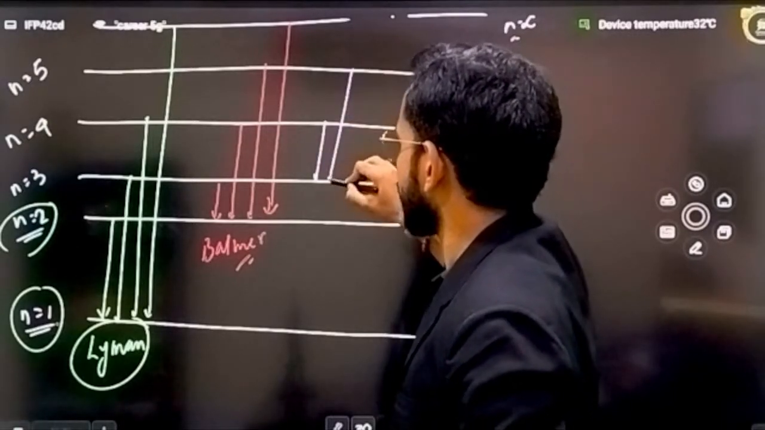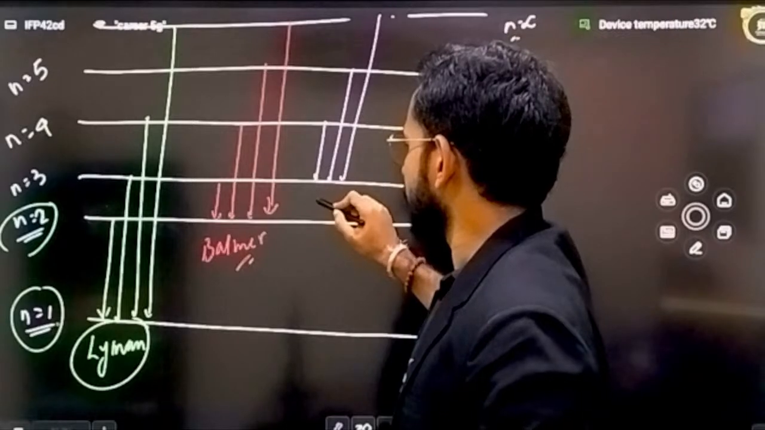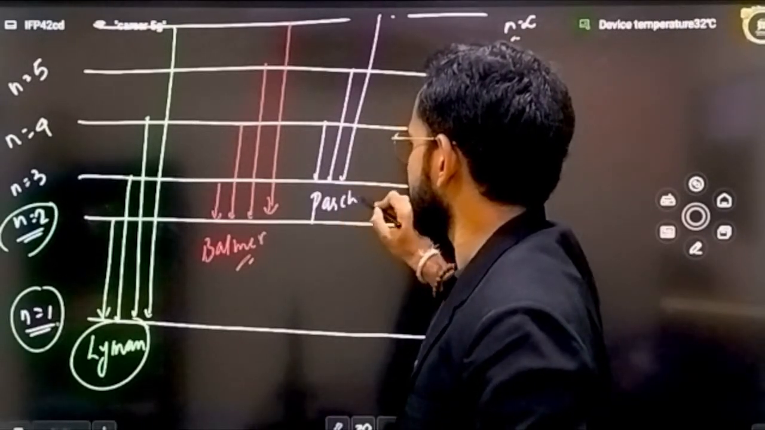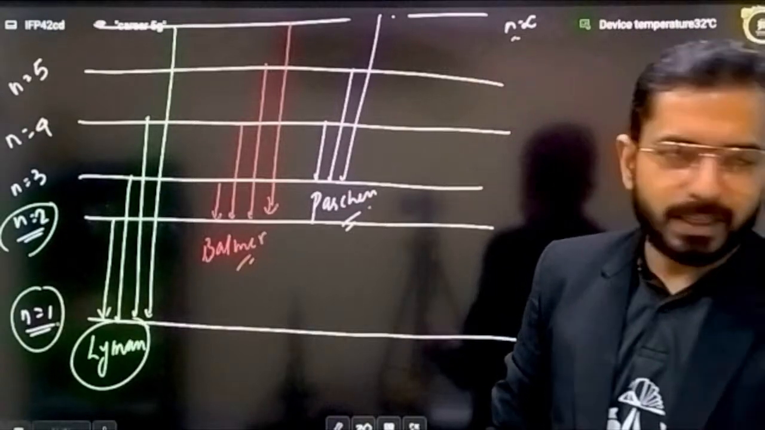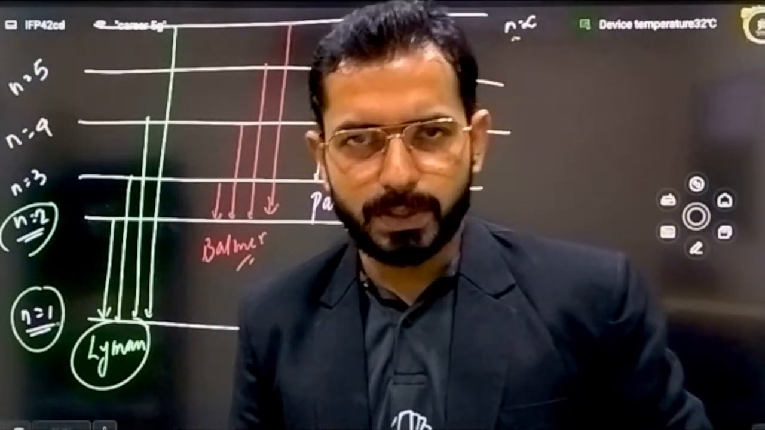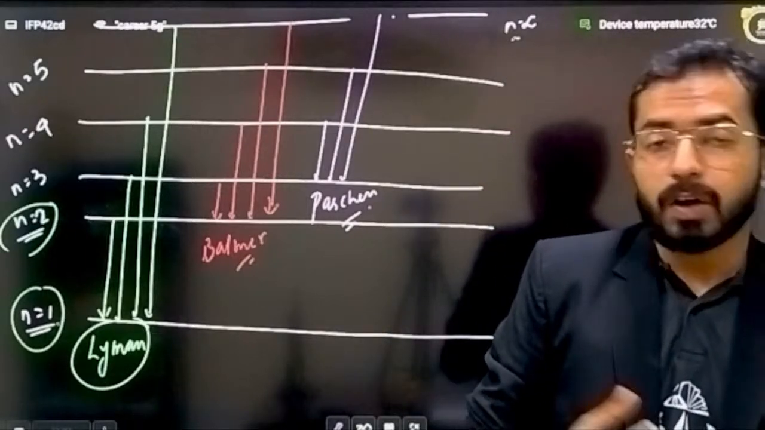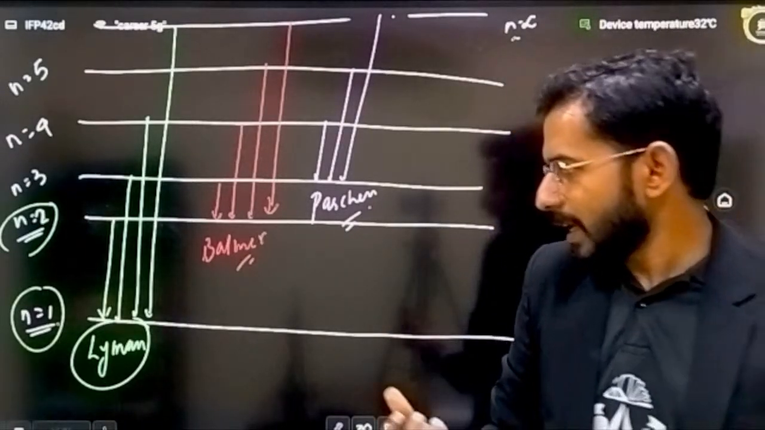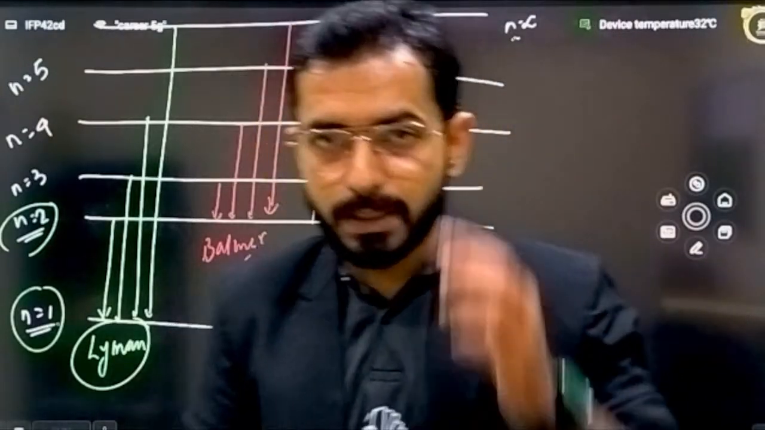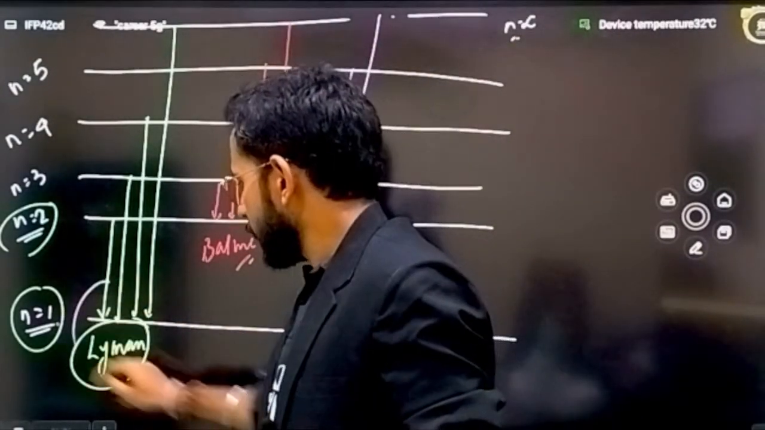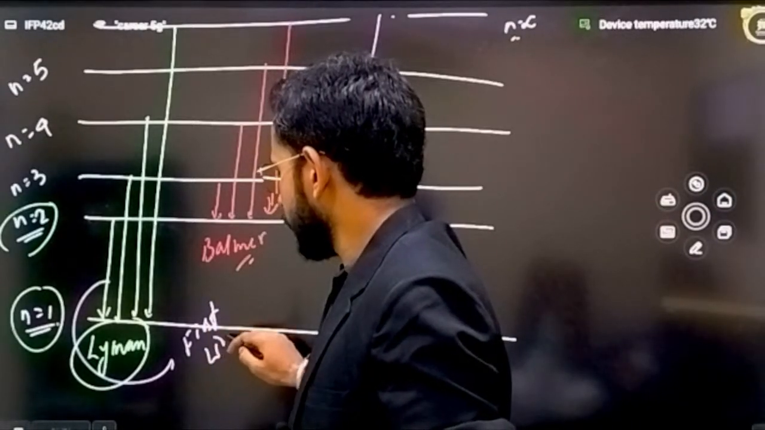Next series is till n equals 3. First line, this is the second line. Final line will be from infinite to 3. This series is called the Paschen series. After that, Brackett and Pfund are also there, but they are not that important. These three are most important, from where questions can be asked. And now what kind of questions will be asked? They can either ask energy related questions, or this kind of questions. This first line is called what? This is called the first line.